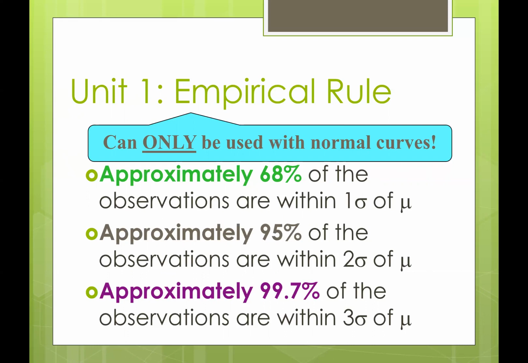Remember, the empirical rule only applies to a normal curve. So make sure you aren't trying to use this with the skewed right, skewed left, or uniform curve. Only applies to normal. The empirical rule says that approximately 68% of the observations are within 1 standard deviation of the mean, 95% within 2, 99.7% are within 3.